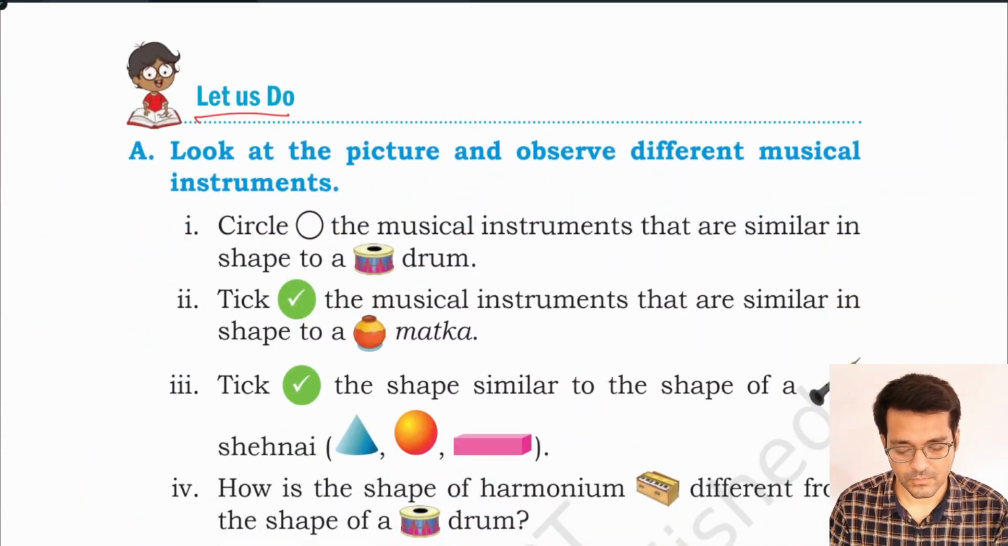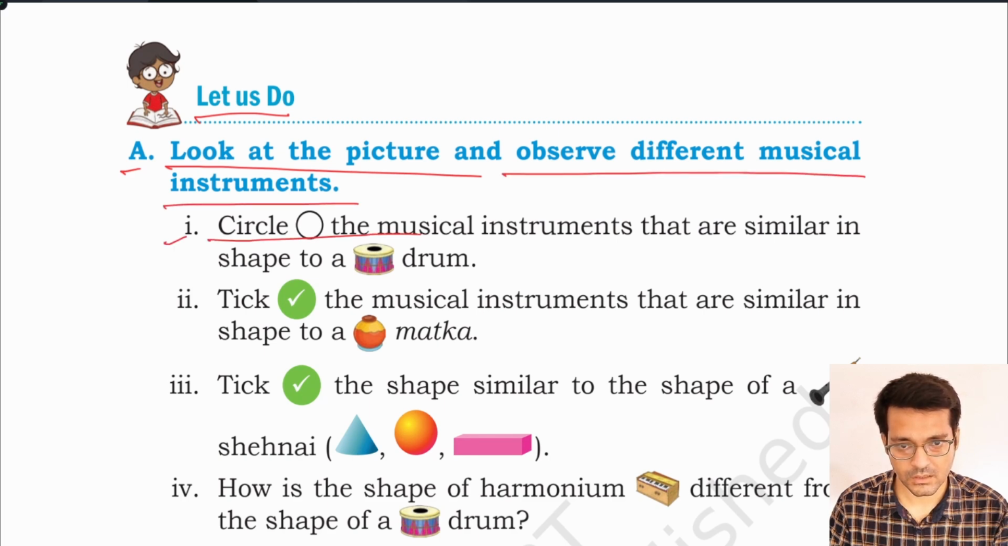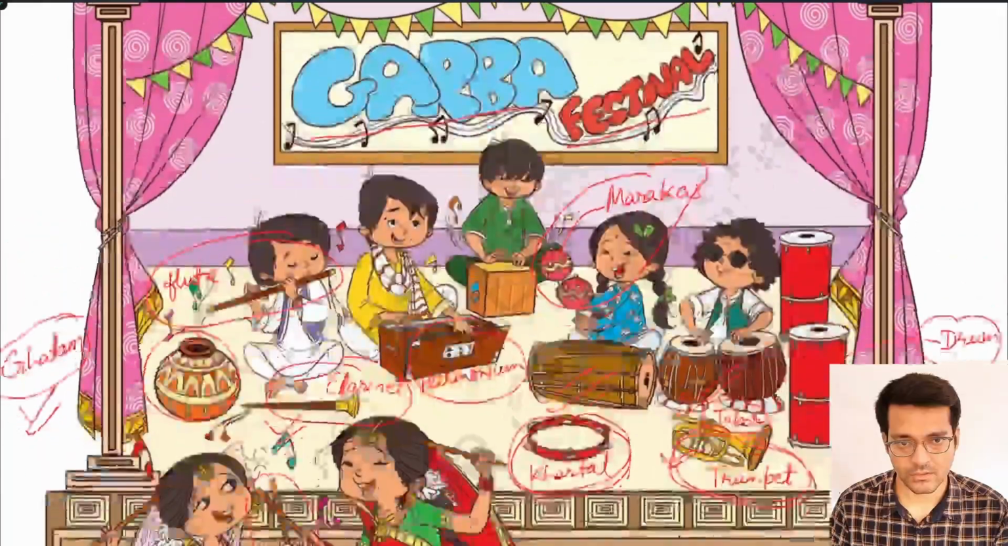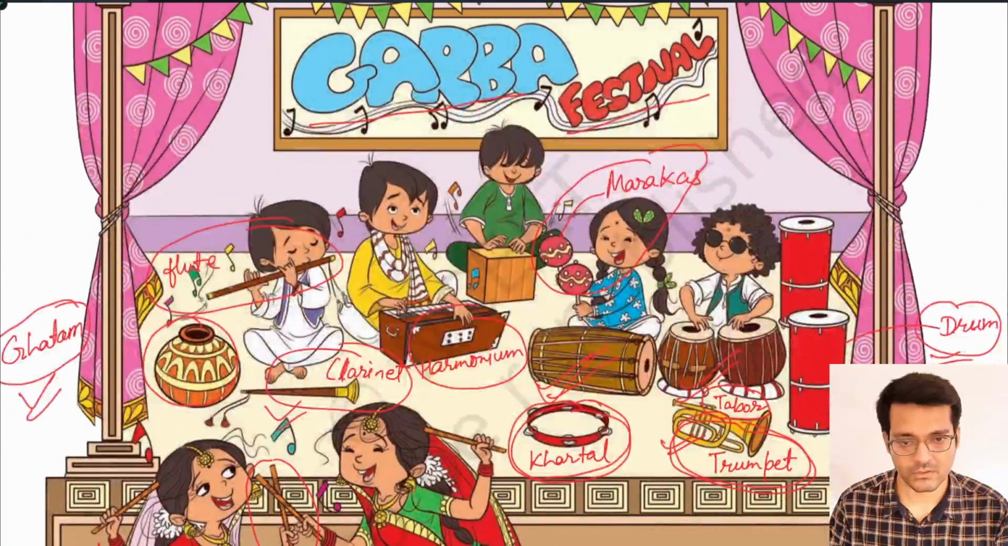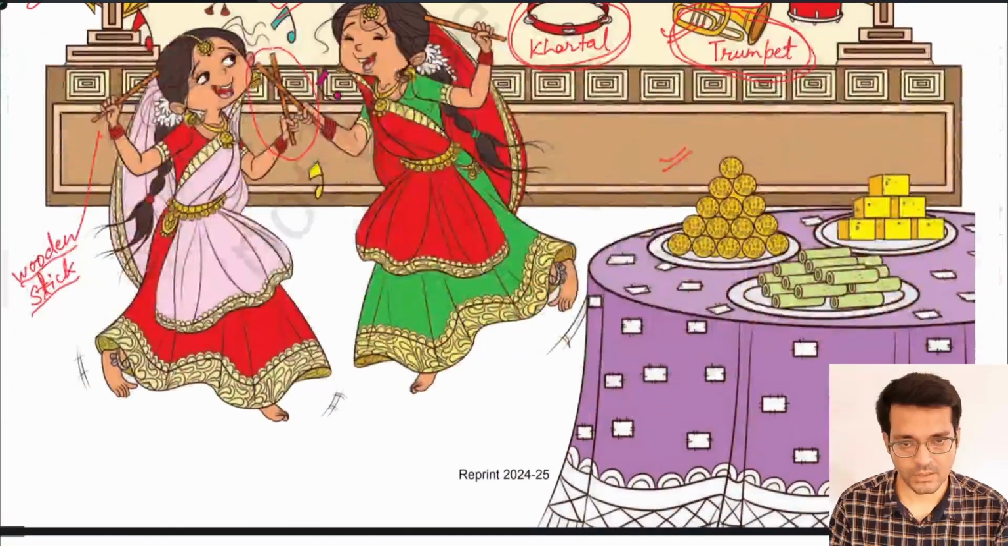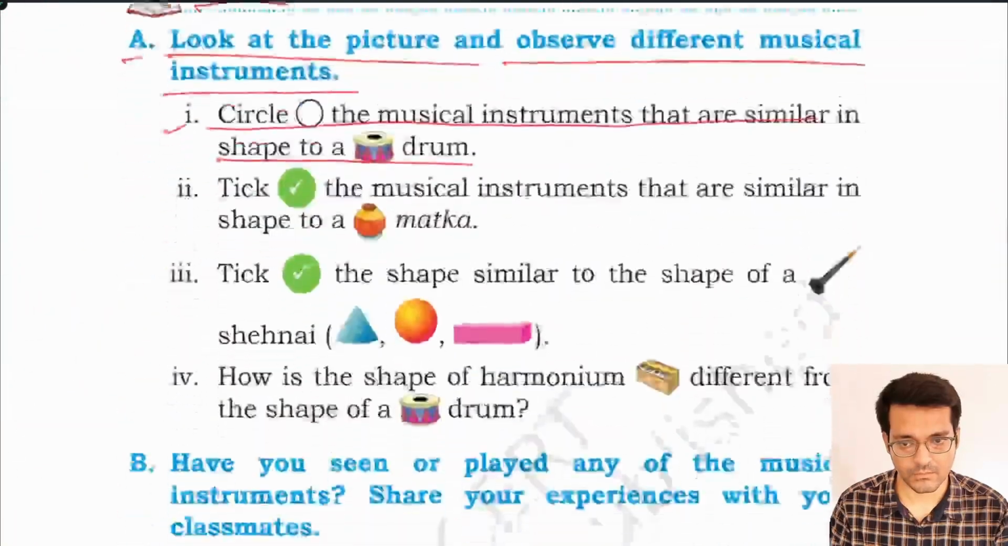Let us do A. Look at the picture and observe different musical instruments. 1. Circle the musical instruments that are similar in shape to a drum. The musical instruments that are similar to the shape of a drum are this dholak, this tabla or tabor.